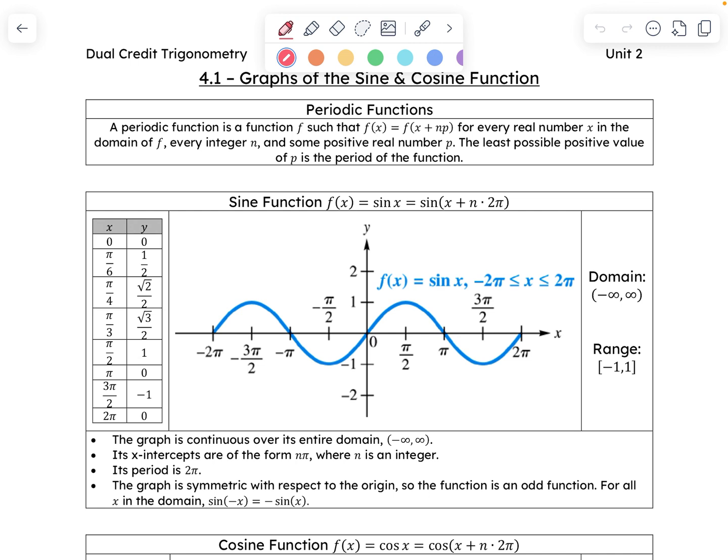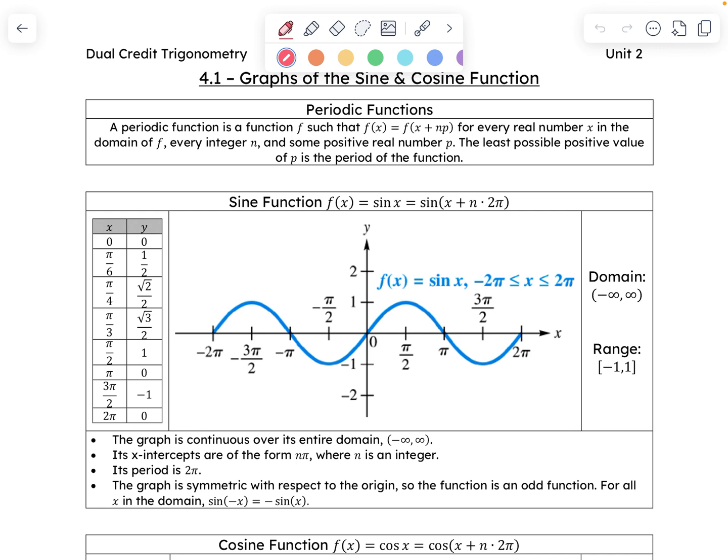So first of all, we need to talk about how all of our trig functions, when we're talking in radians, are what we call periodic functions. A periodic function is a function f such that f of x is equal to f of x plus np for every real number x in the domain of f, every integer n, and some positive real number p.